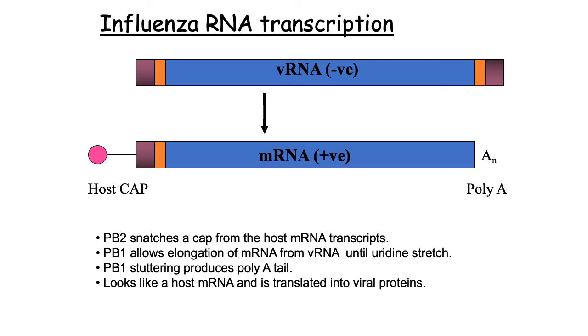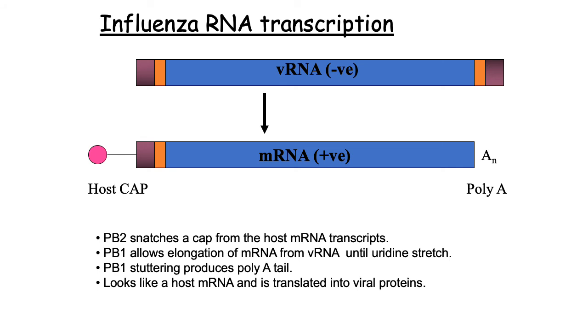So that's how it works. PA does the cutting, PB2 does the fencing, the sort of snatching, and it hands it to PB1, which is just a polymerase and boringly elongates that thing, copying its template, which is the negative strand RNA.